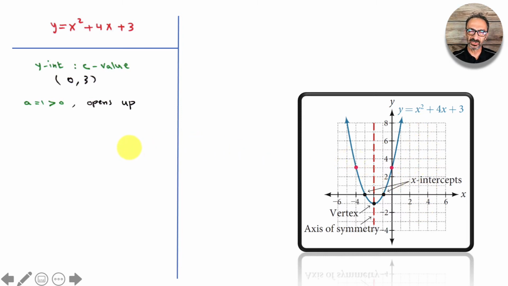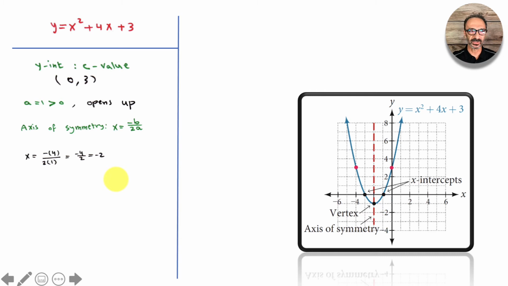What about the axis of symmetry? To find the axis of symmetry, you need to take minus b over 2a, and that's going to give you the value for x. The dashed line right there. We have minus b over 2a: minus 4, because b is 4, over twice a, where a is 1. Minus 4 over 2, which is negative 2. And that is true right there. It's at x equals negative 2.